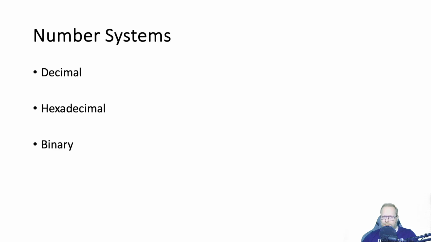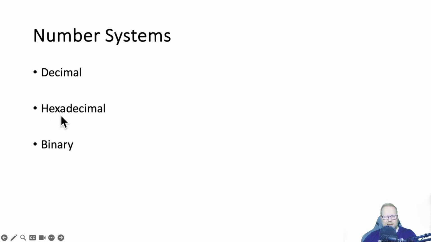So I briefly mentioned a minute ago that when we're dealing with assembly language, we have three different number systems. We have the decimal number system. That's the number system that we use every day: 0, 1, 2, 3, 4, 5, 6, 7, 8, 9, and so on.